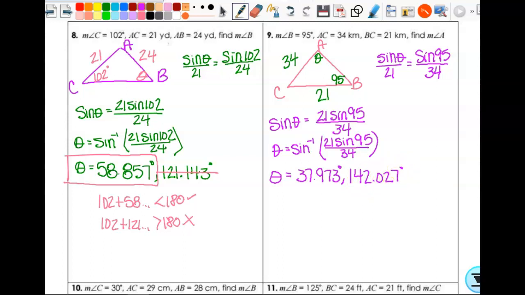So those are the 2 angles I got. Do y'all agree with that so far? Okay, so is the 37-degree angle going to work? Yes, so that's good. Is the 142 going to work? No, so this one doesn't work, and this is my only answer. Okay, we're good? All right. Now you do number 10 on your own. Unless there's any questions on that.